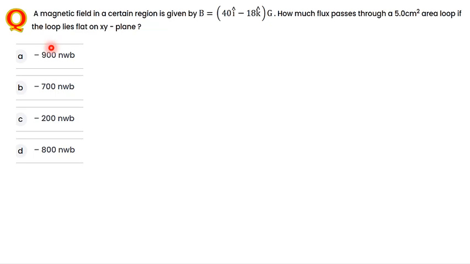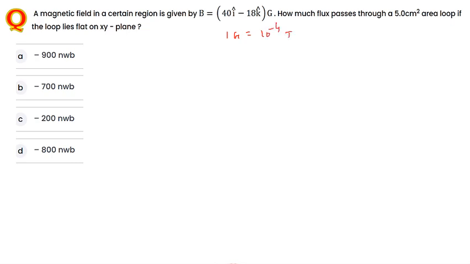The next problem here is a magnetic field in a certain region given by B equal to 40 i minus 18 k. They have given this in Gauss. Remember here B is in Gauss. Usually the magnetic field should be in Tesla. So for this one, I just mention here Gauss to Tesla: 1 Gauss will be equal to 10 to the power minus 4 Tesla.